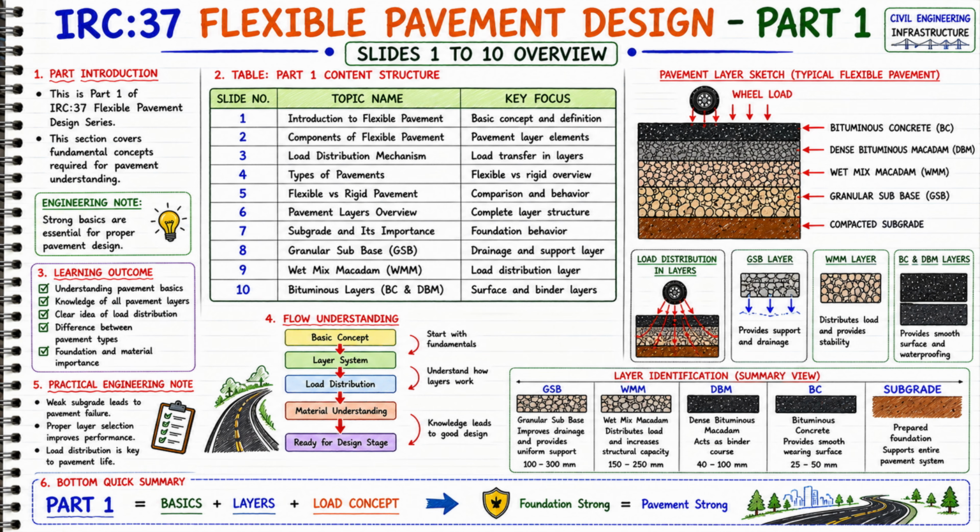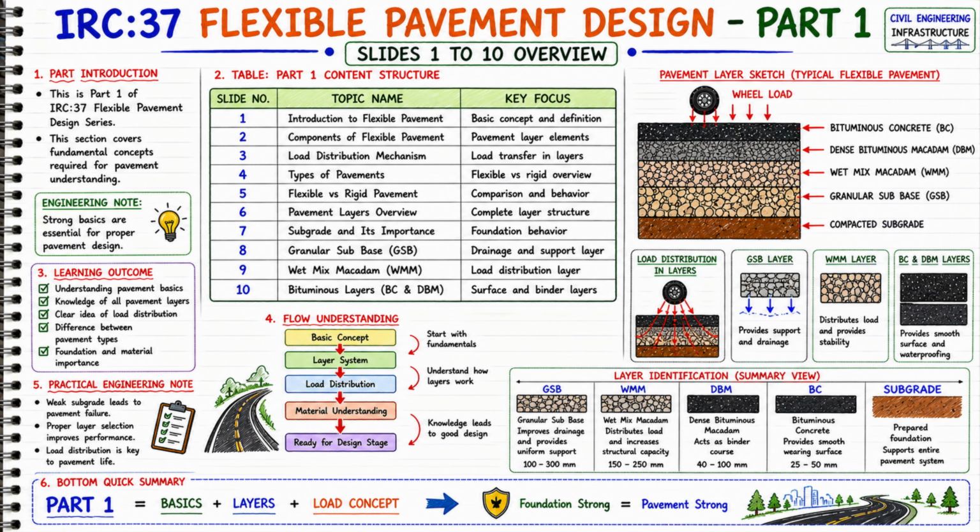Section 5. Pavement Layer Sketch. Now the pavement layer sketch is given on the right side. This shows the typical flexible pavement structure. The wheel load is shown at the top. And the layers are given below. Bituminous concrete BC. Dense bituminous macadam DBM. Wet mix macadam WMM. Granular sub-base GSB. And at the bottom compacted subgrade. This entire layered system transfers the load from top to bottom.